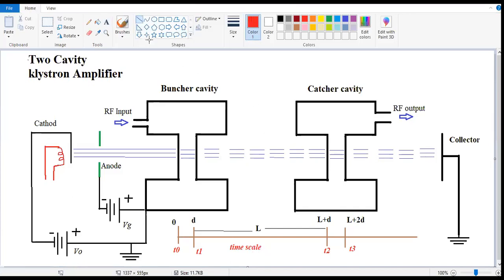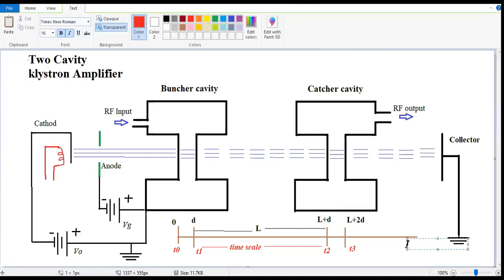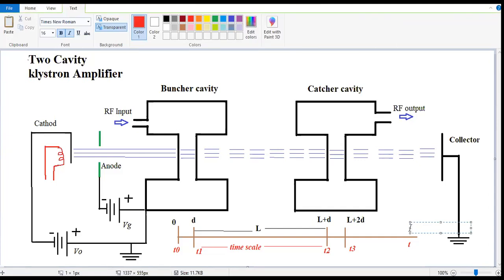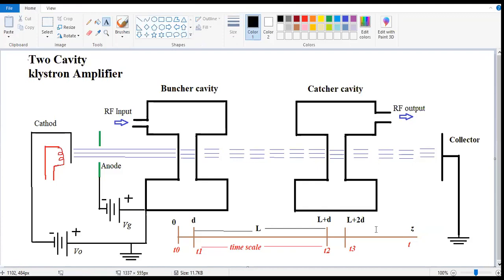You can say from this to this, the same at what distance and at what time. So this is the time scale. You will have the lower axis as the time scale, and maybe the upper one you can have the z axis, suppose, so it is the distance scale. So why have I drawn this? It shows how bunching action takes place.